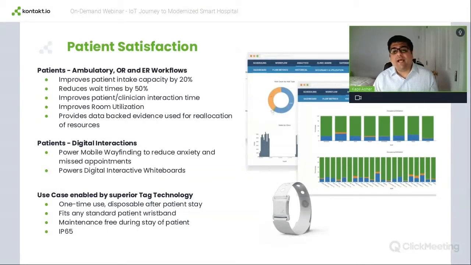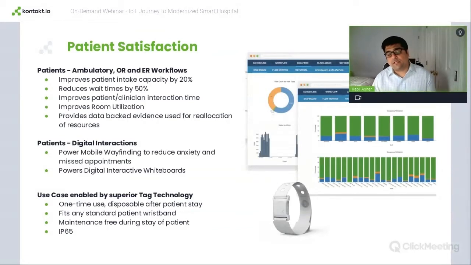So we help with analyzing all of that workflow inefficiencies by providing real-time location data on the patients and the staff members. So we have shown that there is an improvement in patient intake capacity by 20%. We can reduce wait times by almost 50% and increase the room utilization of your clinic or your ED by simply tracking and identifying where the bottlenecks are, right?